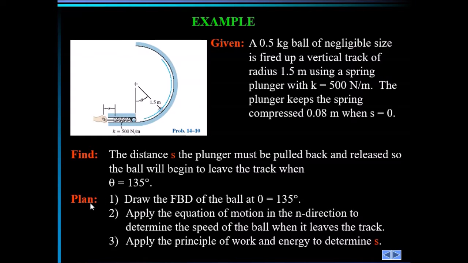So our plan of attack will be, one, we're going to draw out a free body diagram of the ball when our theta is equal to 135 degrees. Two, we're going to apply the equation of motion in the n direction to determine the speed of the ball when it leaves the track. So we'll be using an NT coordinate system. And third, we're going to apply the principle of work and energy in order to determine our s, which is what they ask us to solve for in the problem.